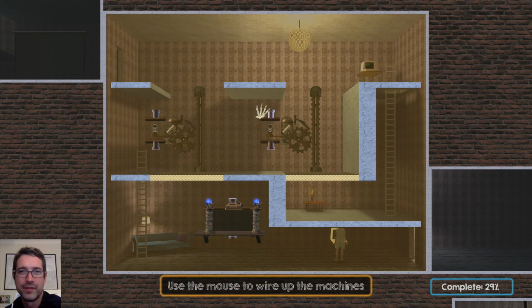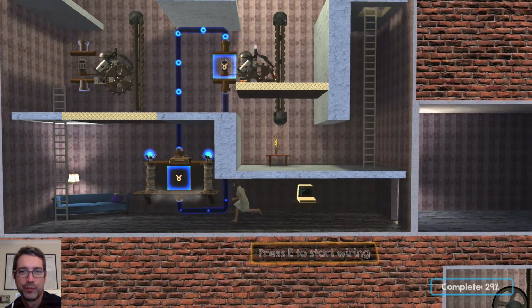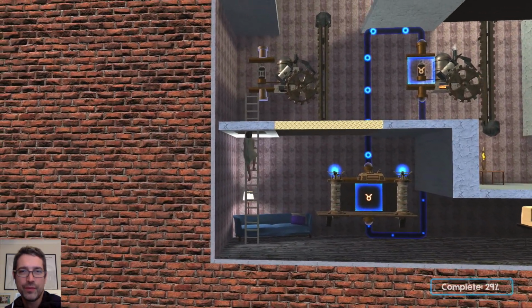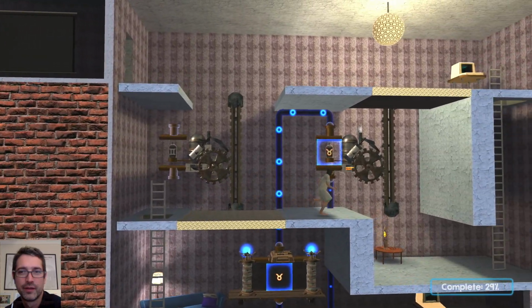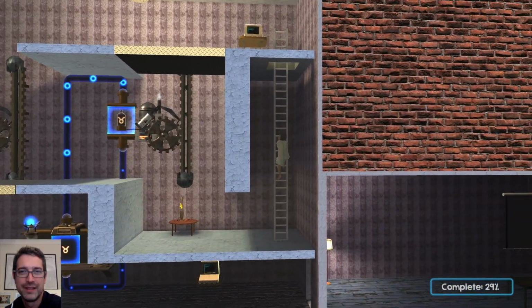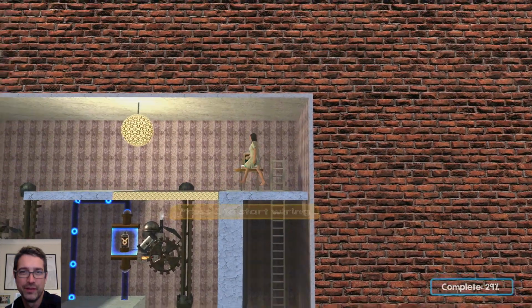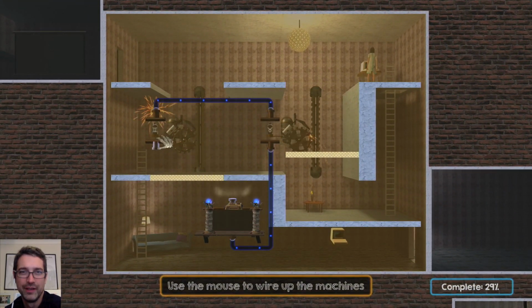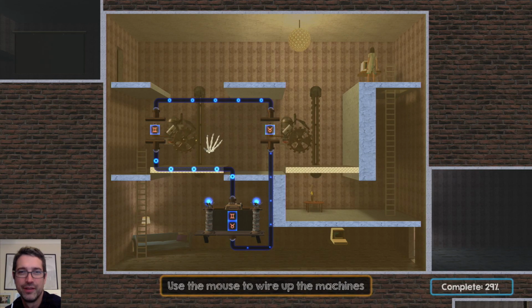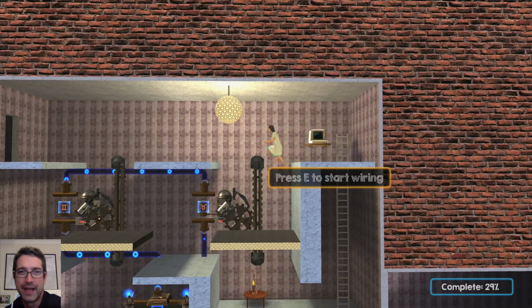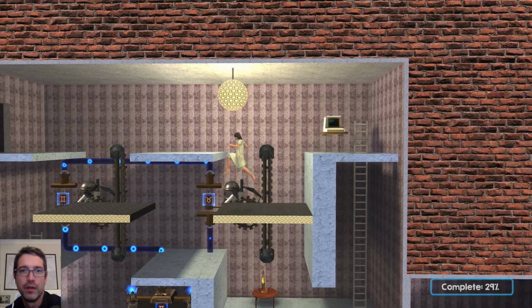Okay, so we're now back to kind of single rooms. And this one, we've got to keep this one down and that one up, so let's just do that first. That one down, this one up. So these are just some nice little, fairly simple puzzles involving either one or two machines being active at a time, but all in one room.